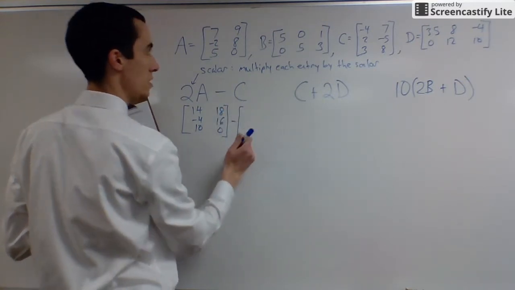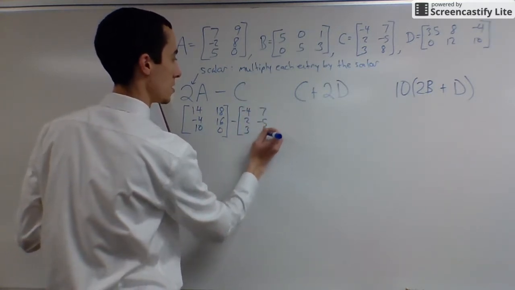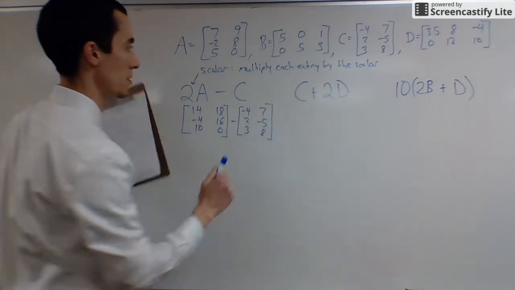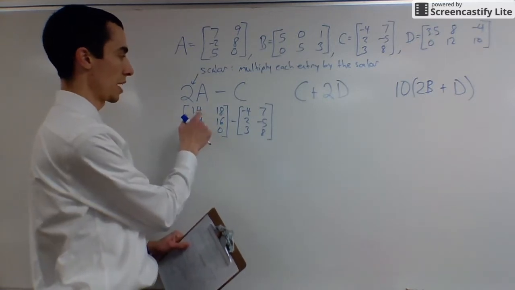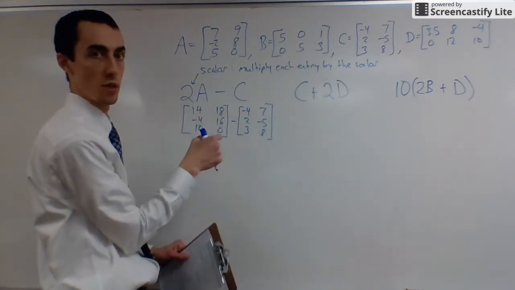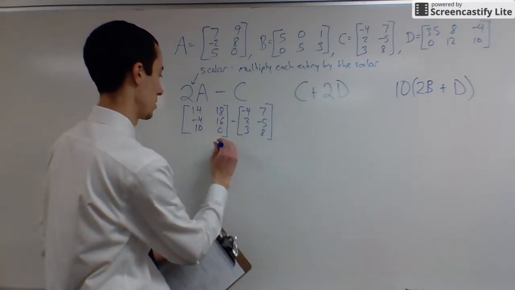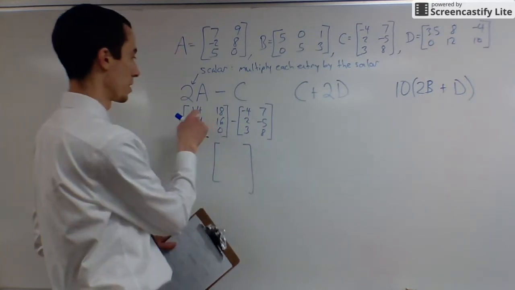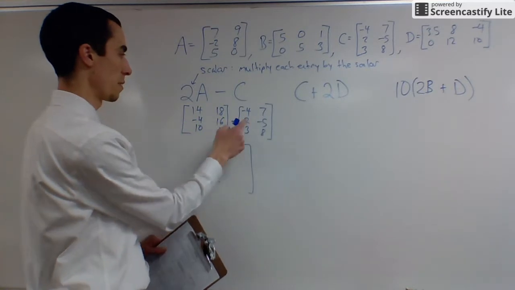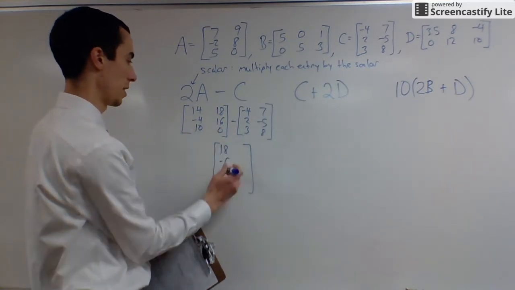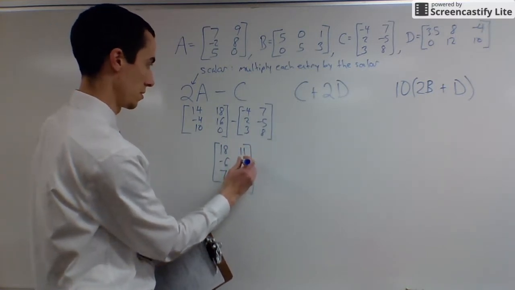We would need to subtract matrix C. To subtract or add 2 matrices, we subtract the entry in each corresponding location. So we would do 14 minus -4, and that result would go in row 1, column 1, -4 minus 2, 10 minus 3, 18 minus 7, and so forth.